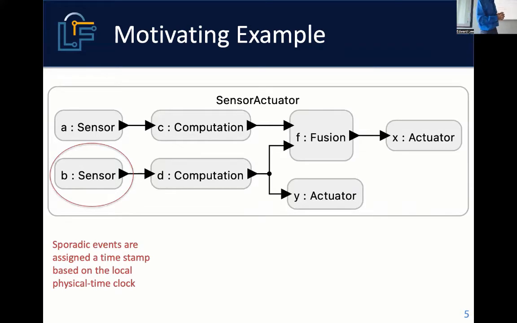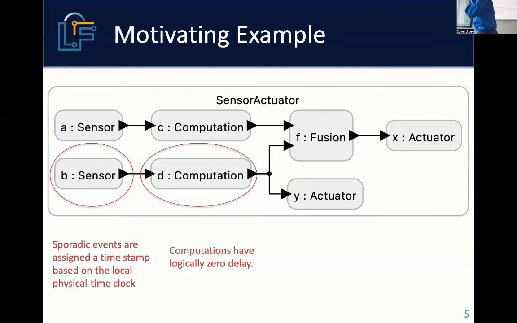Here's the kind of questions that we're interested in. If we have sporadic events, and sporadic here is a technical term. A sporadic event sequence is one where you can assume a minimum time between events, but they're not necessarily periodic. But it's important to be able to assume a minimum amount of time between events. So you have sporadic events that are assigned a timestamp based on the local physical time clock. You might mix that with periodic events. Maybe this sensor is driven by a clock, and this one is driven by just sensing some condition in the physical world.